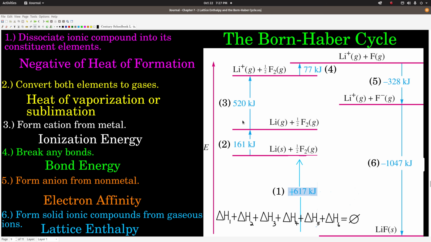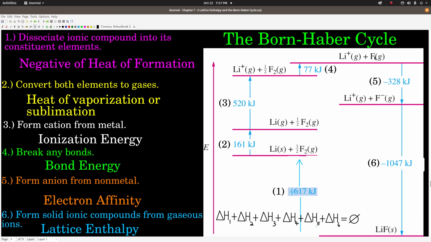Next, any bonds that are there, we break. In this case, a fluorine molecule has a bond, a fluorine-fluorine single bond. We have to break that bond. Now, because there's a 1/2 here, we're going to end up multiplying that number by 1/2. But that's a number we can look up. We just talked about that. That's bond energy. So we can look up that number.